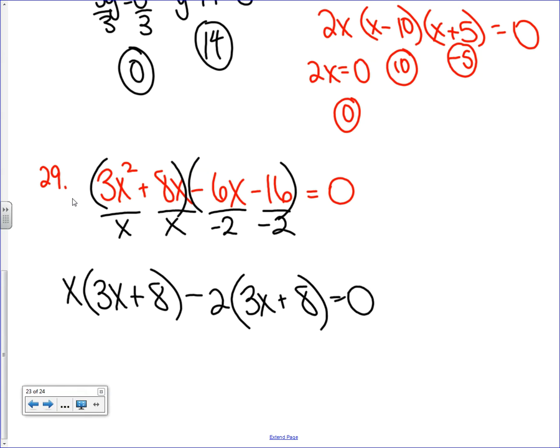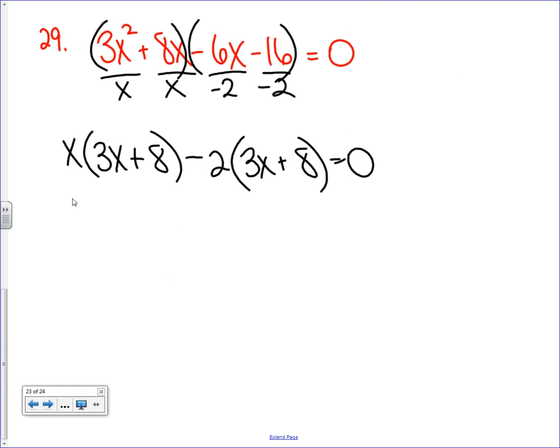Now, remember what we're looking for here. Did I end up with a repeated factor? What is it? So then what would my leftover factor be? Looks like that. Okay, you're not done though.